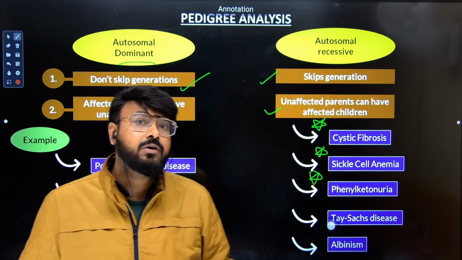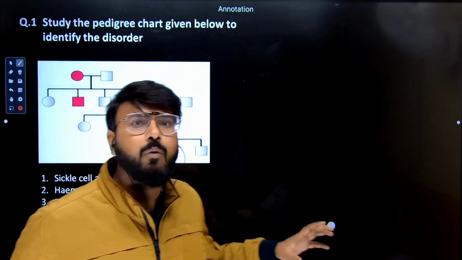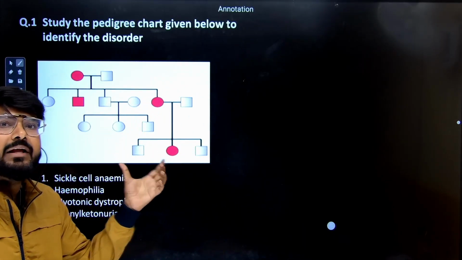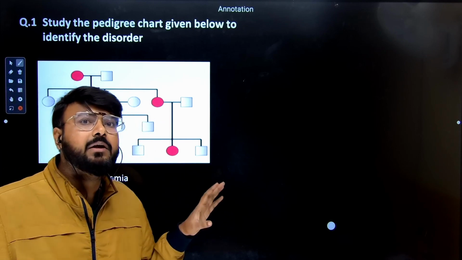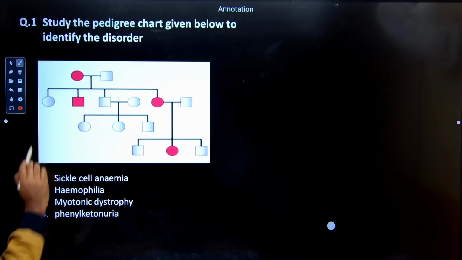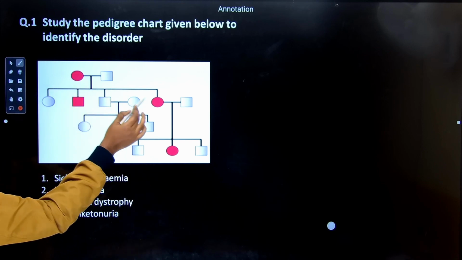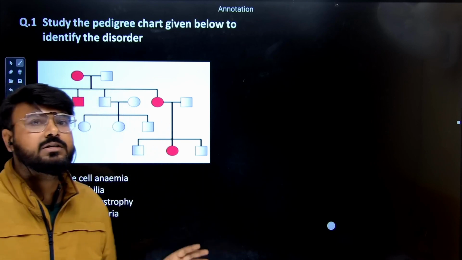Now we will talk about some questions. Let's give it a try. As you can see, in the first question a pedigree chart is given. The colored boxes are showing the affected males and females. The squares are showing the diseased male, and the circles are showing the diseased female. The uncolored boxes are healthy.